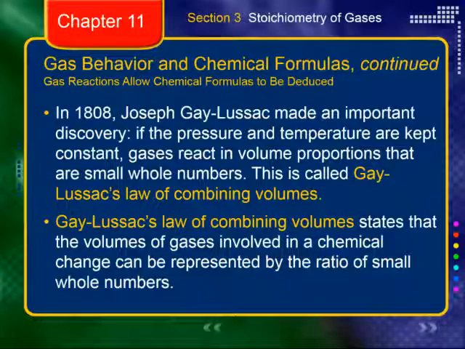In 1808, Joseph Gay-Lussac made an important discovery. If the pressure and temperature are kept constant, gases react in volume proportions that are small whole numbers. This is called Gay-Lussac's law of combining volumes. Gay-Lussac's law of combining volumes states that the volumes of gases involved in a chemical change can be represented by the ratio of small whole numbers. Again, I'm going to read that again. The volume of gases involved in a chemical change can be represented by small whole number ratios.